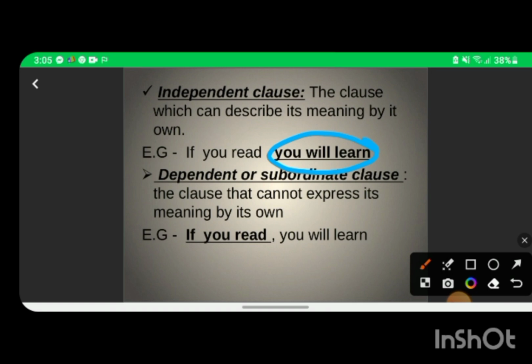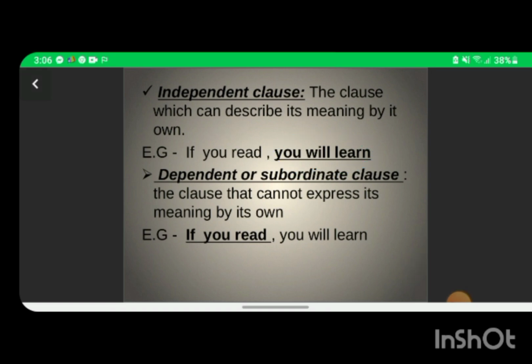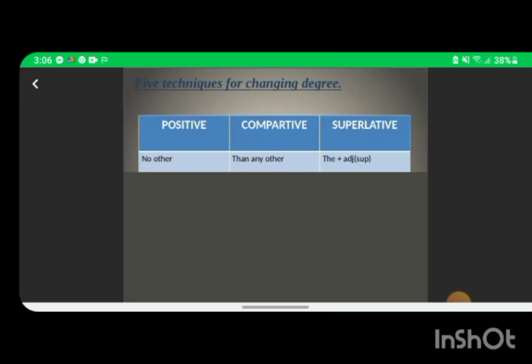Let me clear it again. If you read, in Bengali "Jodi tumi poro," this sentence cannot fulfill its full meaning, so it is dependent. It needs the help of another sentence. "You will learn," "tumi shikbe," can describe its own meaning. Dependent clause: the clause that cannot express its meaning by its own, like "if you read" in the last example. I think you all understood my lesson. Now come to the next slide.